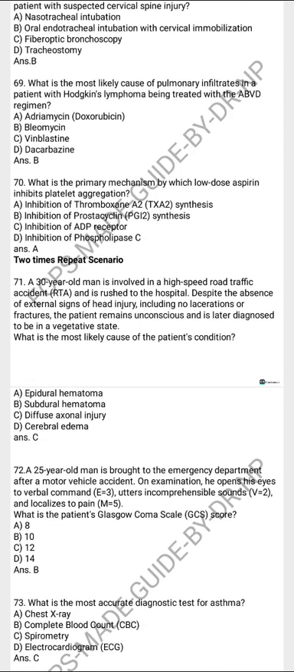A 30-year-old man is involved in a high-speed road traffic accident and is rushed to the hospital, despite the absence of external signs of head injury, including no lacerations or fractures. The patient remains unconscious and is later diagnosed to be in a vegetative state. The most likely cause of the patient's condition is diffuse axonal injury.